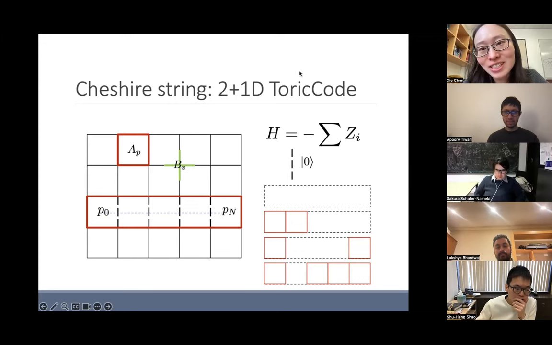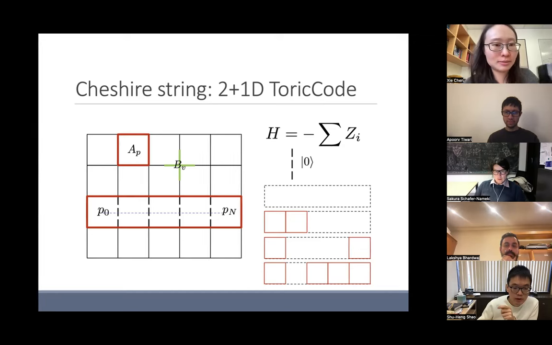Yes, Shuheng. So when we add this minus sum over Zi terms to the toric code Hamiltonian, do we still keep the original A and B terms along the locus of the defect? Yeah, sorry.